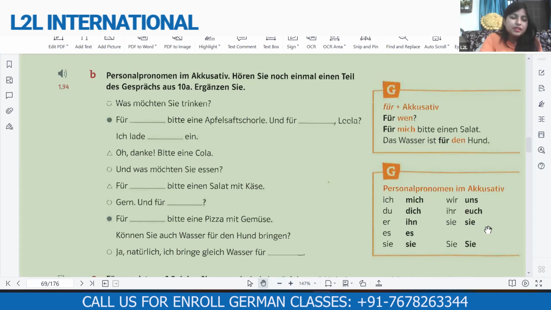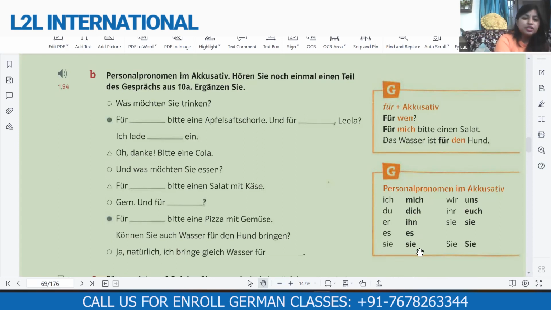Then again, the person asks, was möchten Sie trinken? Was möchten Sie essen? What would you like to drink? What would you like to eat? So I would again say, for me, bring paneer and naan, and then for her, I would ask you, and for you, what would you drink? So what we are doing, we are saying for me, for you, for him, for her. So this is you, me, her, but in accusative.